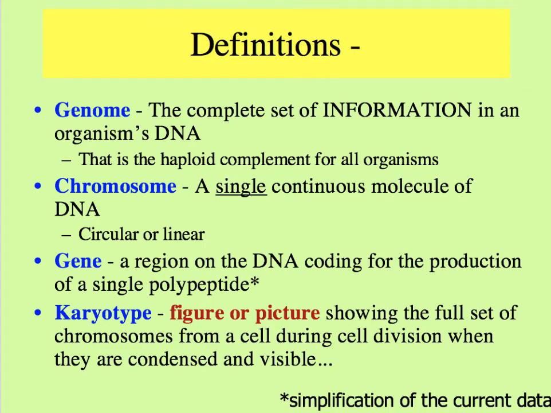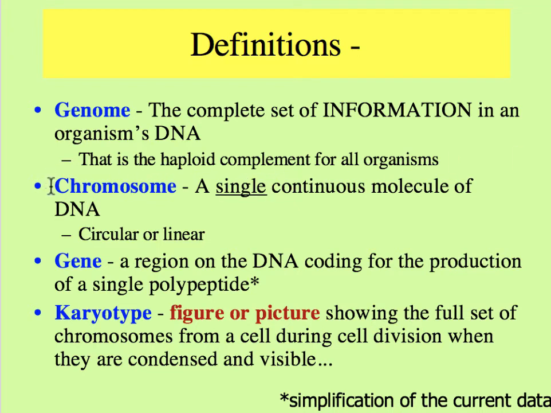This slide presents several important definitions used throughout this chapter and subsequent chapters. The genome is a reference to the complete set of information in an organism's DNA. This would include nuclear DNA plus extranuclear DNA such as mitochondria in the case of animals, and chloroplasts would also be included in the case of plants. Genomes are normally compared based on the haploid complement for the nucleus.